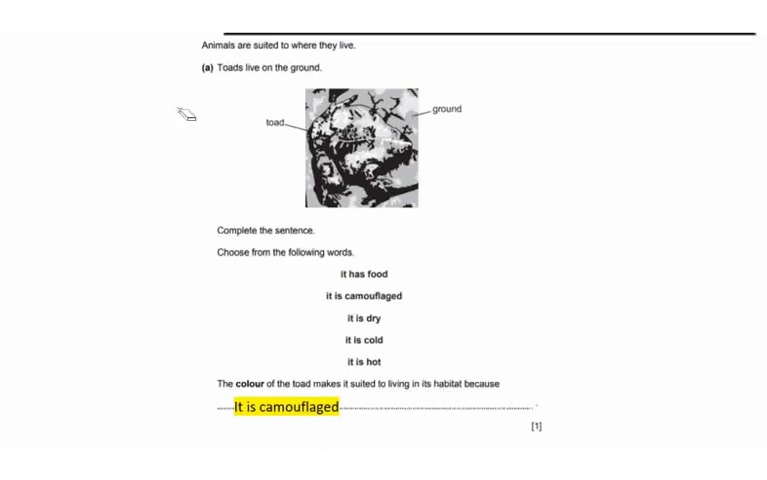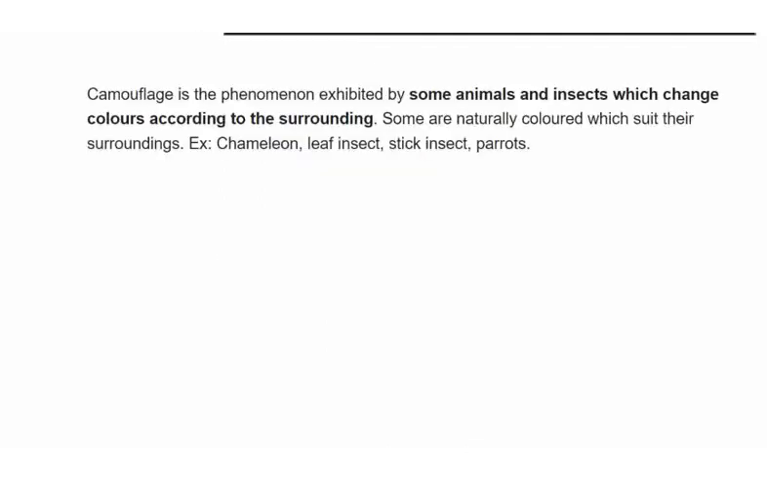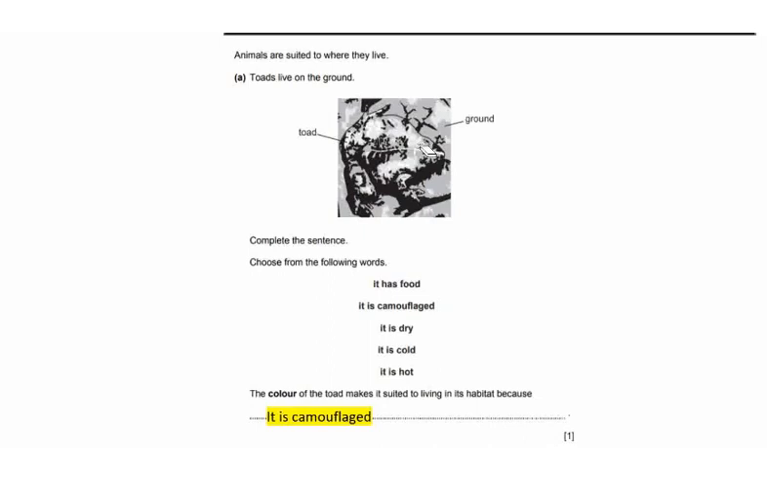What is the meaning of camouflage? Camouflage is how some animals and insects change colors according to their surrounding. Some are naturally colored to suit their surrounding. You can see the toad has a similar color to its surrounding, so it is camouflage.